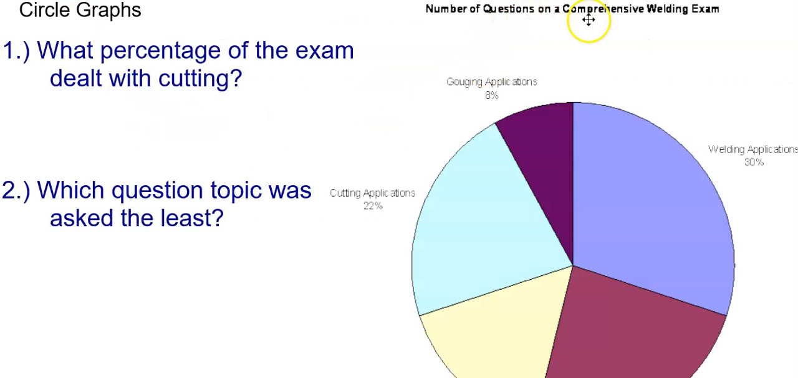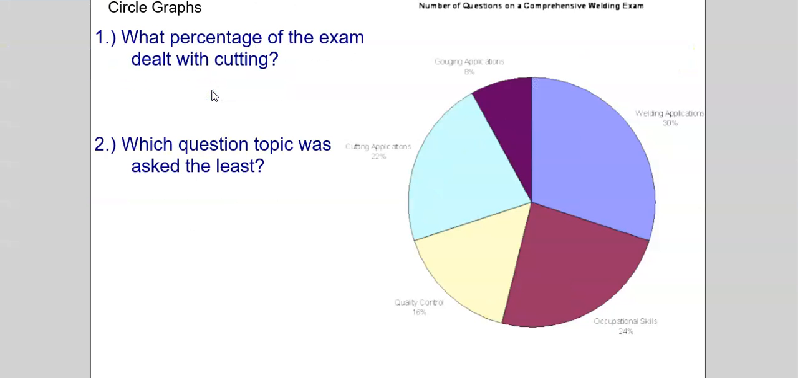So here we have a number of questions on a comprehensive welding exam. Let's make this a little smaller. All right. Now, here we have gouging applications 8%, cutting 22%, quality control 16%, occupational 24%, and welding 30%. What percentage of the exam dealt with cutting? 22%. Which topic was asked the least? Well, that would be 8%, gouging applications.